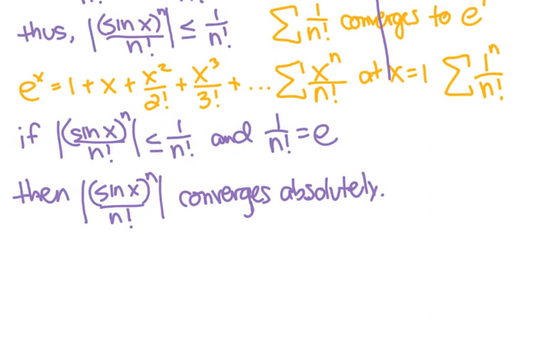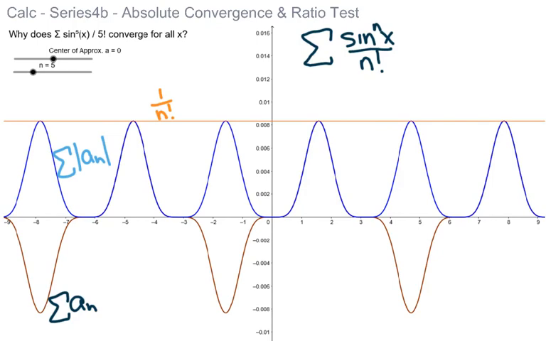Okay, so that's absolute convergence. And let's take a look at that original visual now. We can see that 1 over n factorial is the upper bound of that blue curve, which is basically the absolute value of that series. And then there's actually a lower bound as well, but we're not really using that.